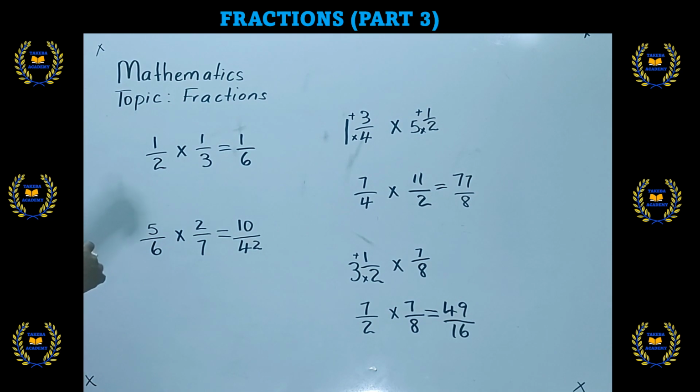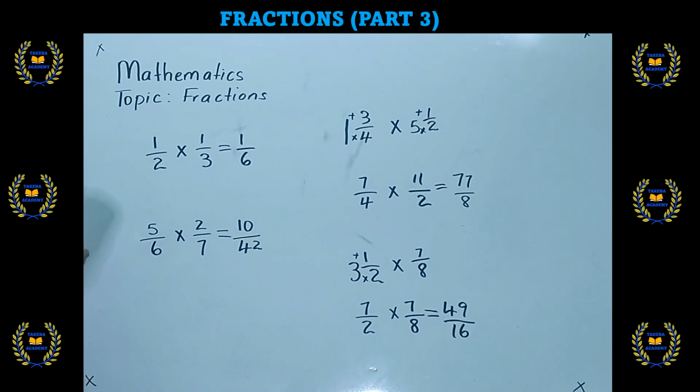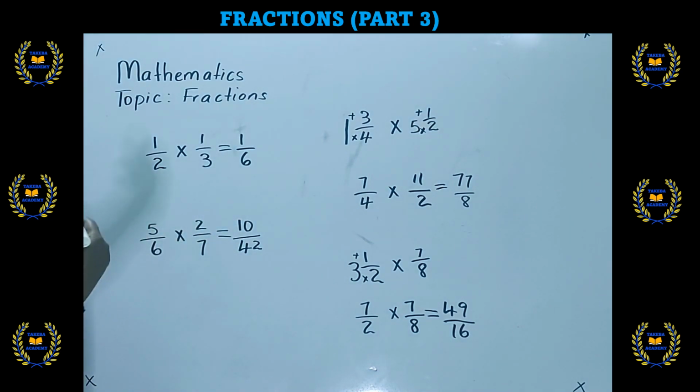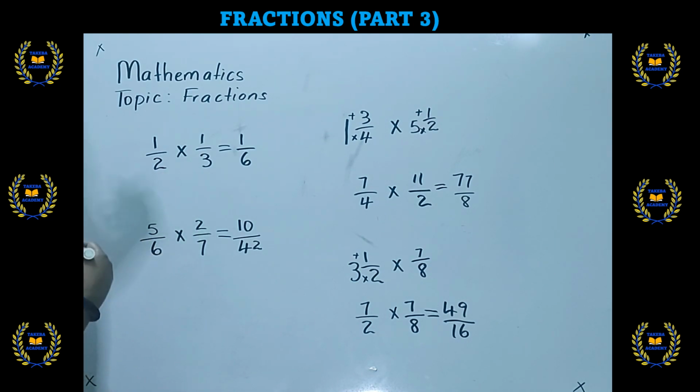So just to recap quickly, when we are multiplying fractions, we simply need to multiply the numerators and then multiply the denominators. If we have mixed numbers, it's best if we change these mixed numbers to improper fractions first, and then we multiply as usual, multiplying the numerators and then multiplying the denominators.